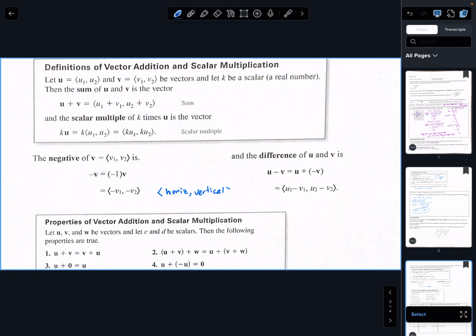And I keep on saying, the first is the horizontal component, and the second is the vertical component. When I went back and I showed vector p, I think it was pq, and we talked about this being -3 and this being 2, this was your horizontal component, and this was your vertical component. So you negate both your horizontal and vertical components, and you have the negative of it.